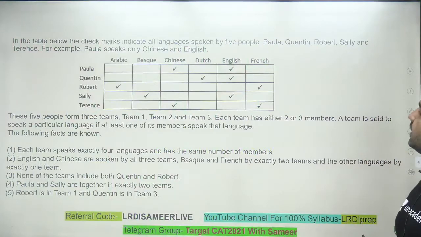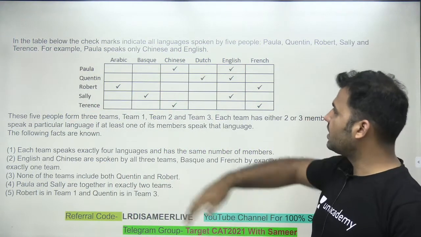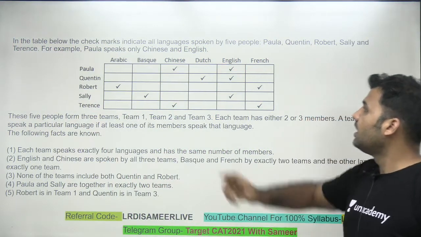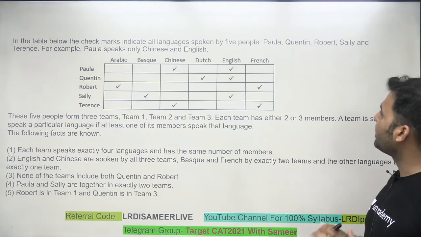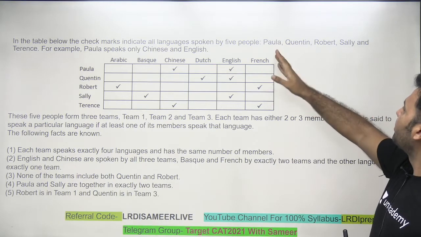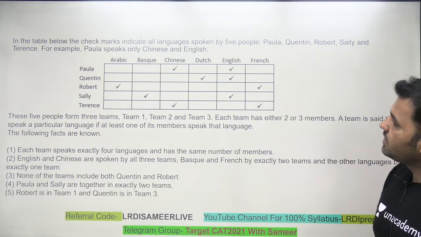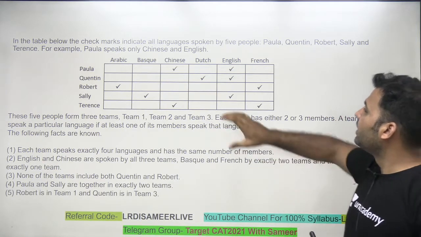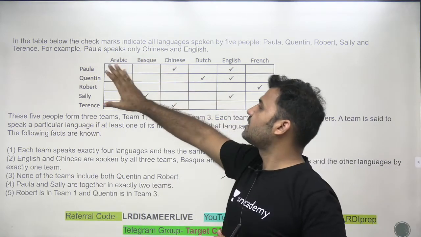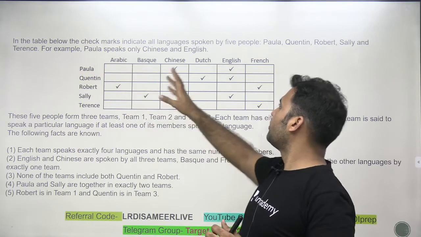Now, this is the set that we will be discussing. Let's quickly go through the instruction part first. It says in the table below, the check marks indicate all the languages spoken by the 5 people. And these people are Paula, Quentin, Robert, Sally, and Terence. For example, Paula speaks only Chinese and English. So the check mark in the table tells us what languages the person speaks, right?